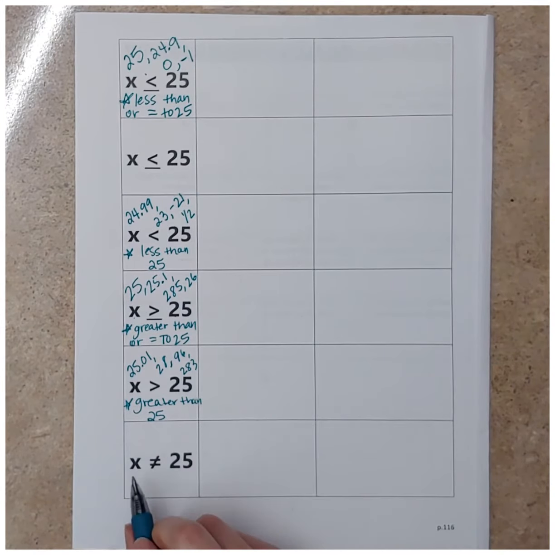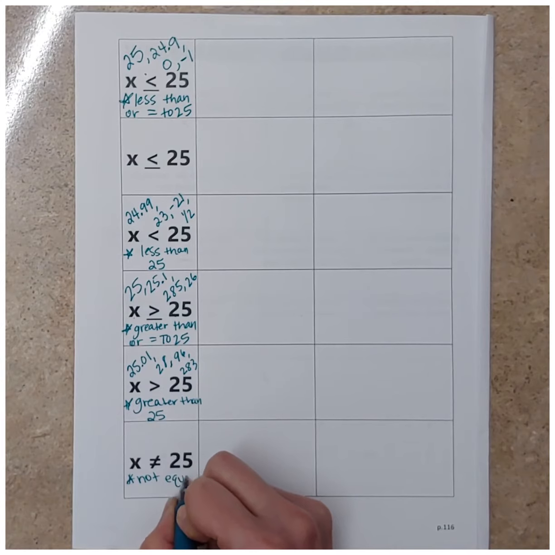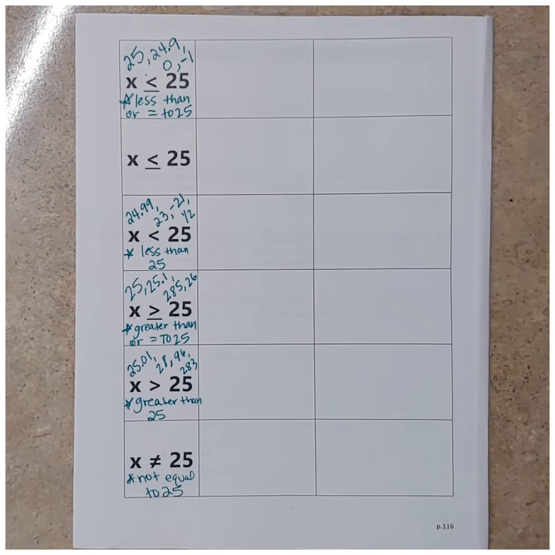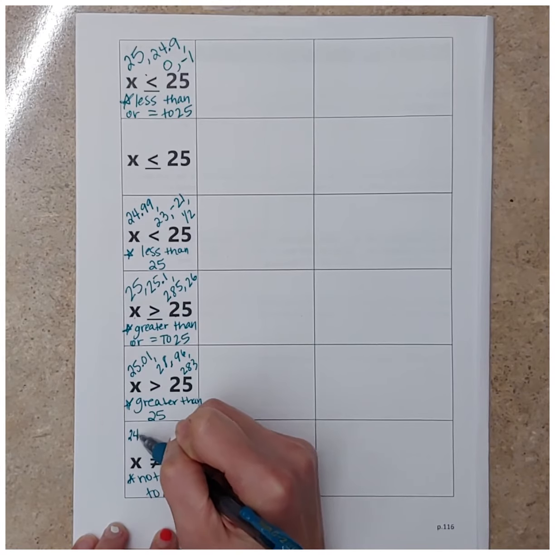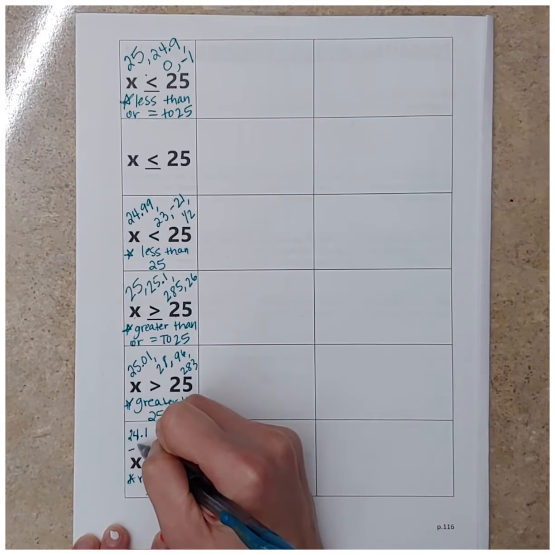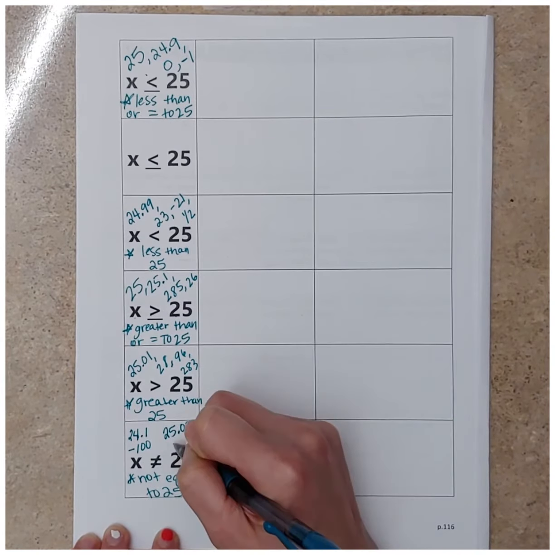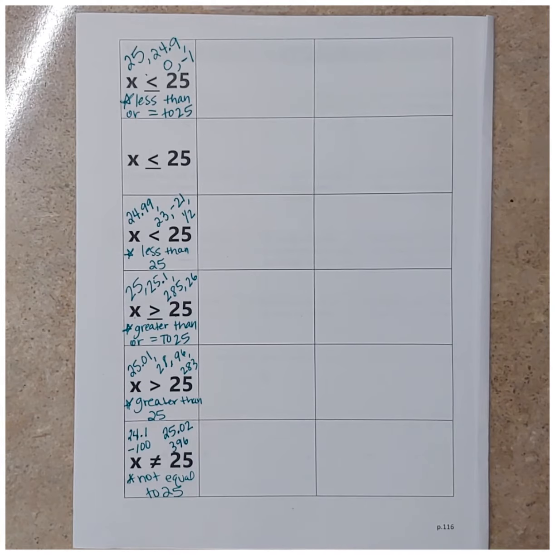Okay. Then our last one, x is not equal to 25. Not equal to 25, meaning it can literally be any number other than 25. It can be bigger, it can be smaller, it can be super close to 25. It just cannot be exactly 25. So we could have something like 24 and 1/10. We could have negative 100. We could have 25 and 2 pennies. We could have 396, as long as it's not exactly 25.